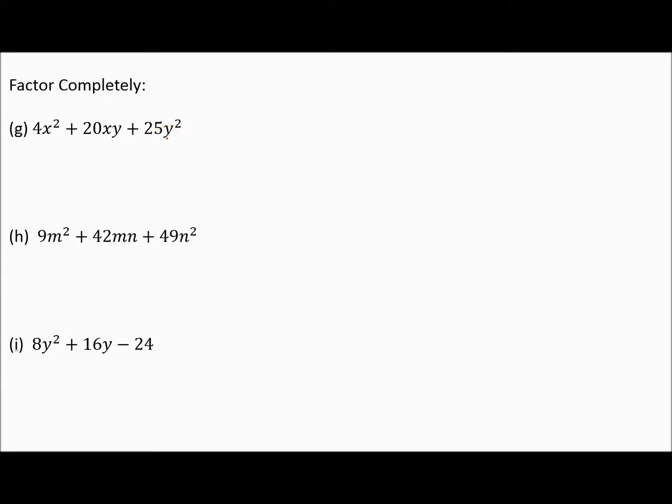The next thing I'm thinking is this is a trinomial with leading coefficient not equal to 1. So you could use the AC method. In other words, multiply 4 times 25 to get 100 and see what multiplies to be 100 and adds to be 20. By the way, that's 10 and 10. But I do notice something special about this problem. This first guy is a perfect square. This last guy is a perfect square. To me, why don't you just try the perfect square binomial and see if it'll work?